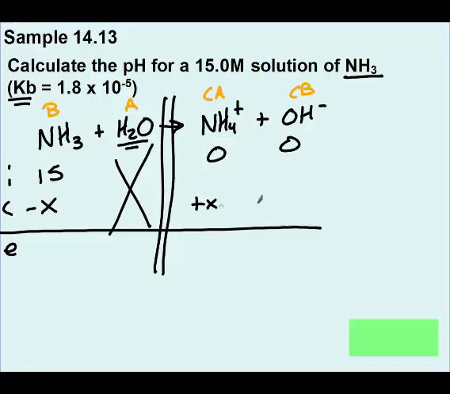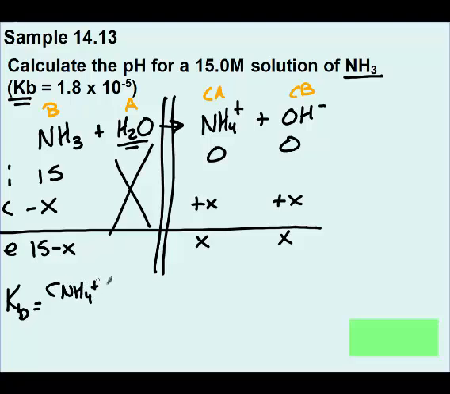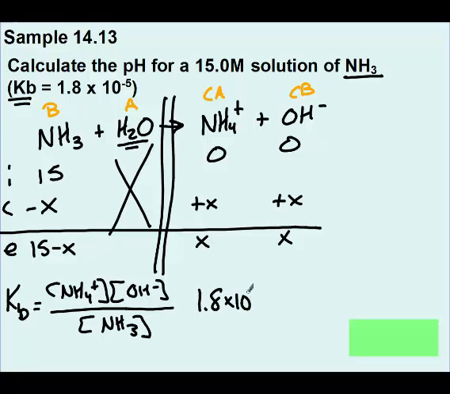And my NH4 and my hydroxide will go up by some amount. So at equilibrium, I should have 15 minus X, X, and X. My Kb expression. Remember, always write your expression, even if it doesn't ask for it. Would be so. And then plugging in my values. They gave me the Kb.